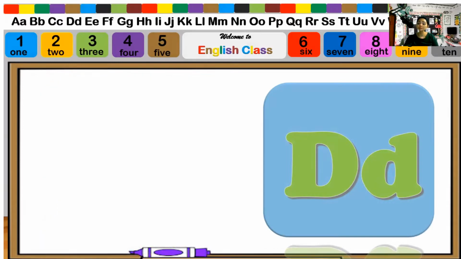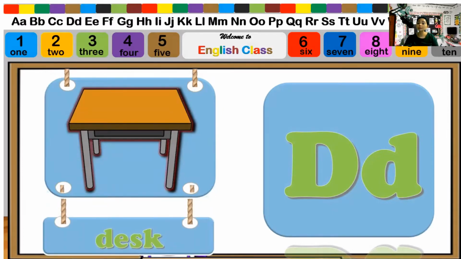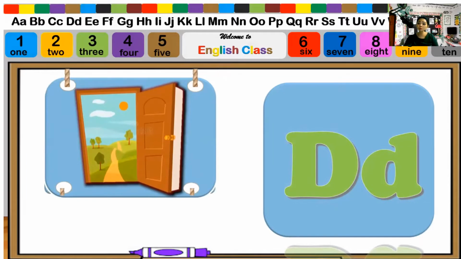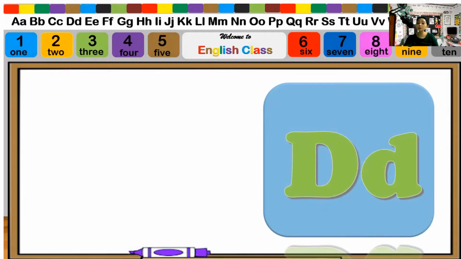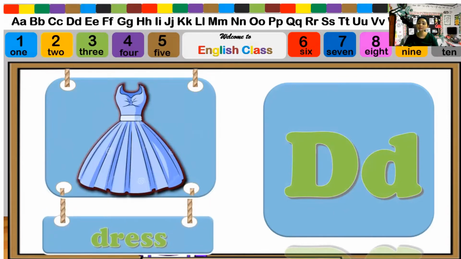Then the next word is desk. Desk. Okay, let's keep going. Then we have door. The door. And then we have dress. Okay, the dress.